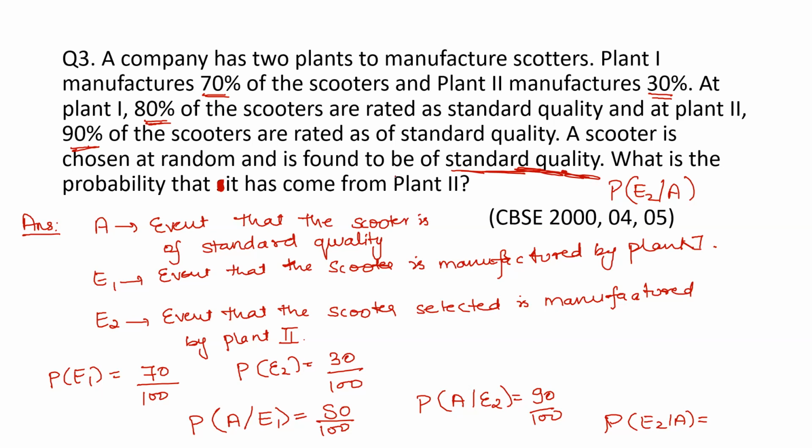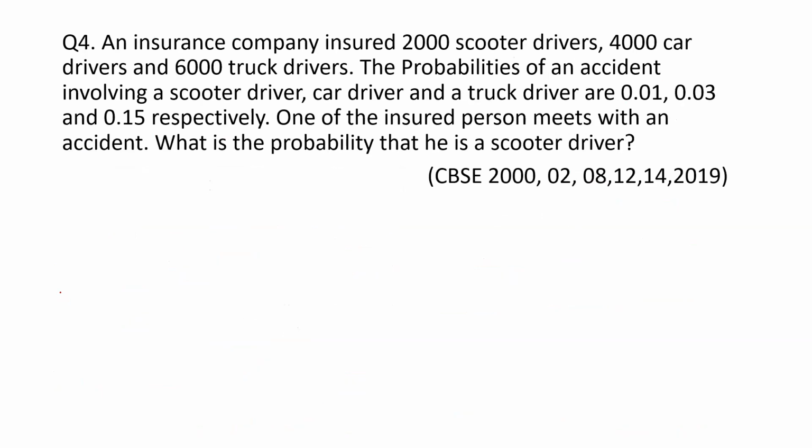Umair, is it done now? Okay, great. So the final answer is 27 by 83. Okay, now next one. Please try this question. This question came in 2000, then 2002, 2008, 2012, 14, then 2019. So this is a very important question. I will give you 5 minutes for this.